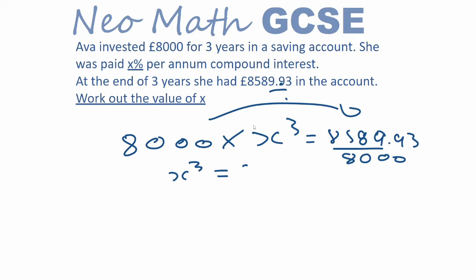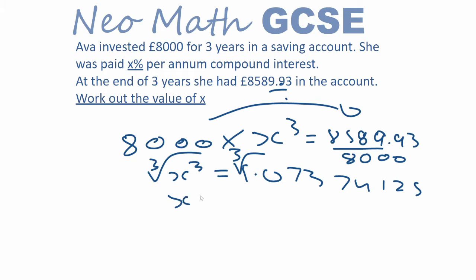£8,589.93 over 8,000, and that gave me 1.07374125. So what we're going to do now is we're going to cube root each side, and what this will do is give us x. Let me just cube root that. X is equal to 1.0239. We don't have to use any other values here.